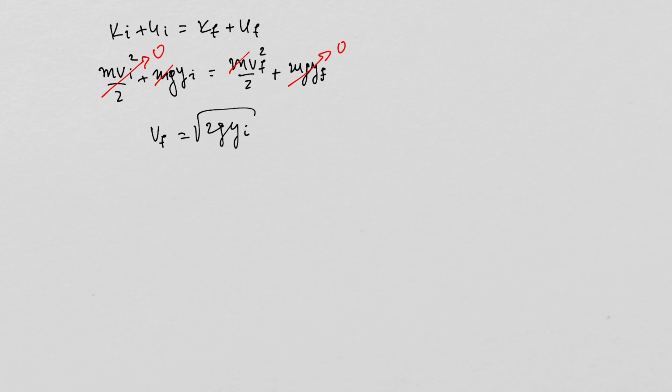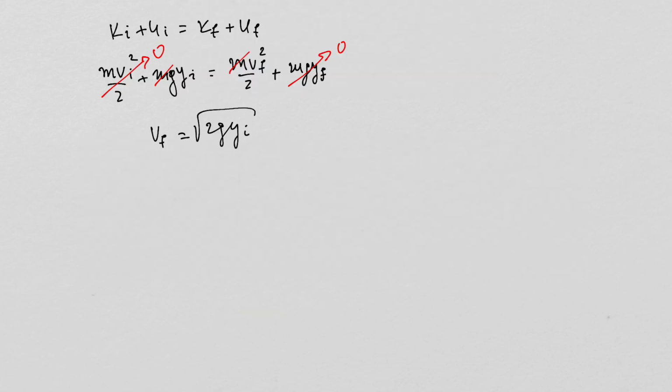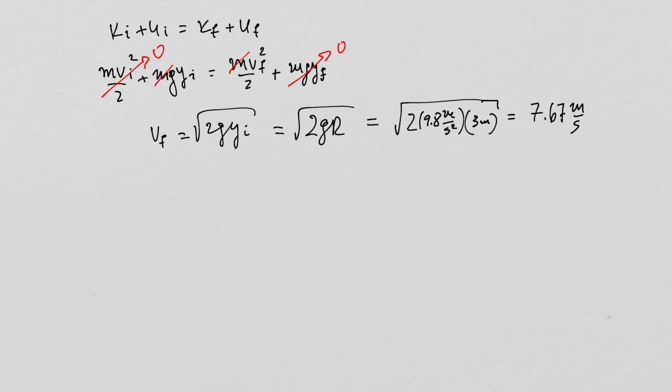V final is square root of 2 times g y initial. Y initial is simply the radius of the ramp. If we go back, y initial is the distance from the top of the ramp to the ground, which is the radius of the ramp. So then this simply becomes square root of 2 times gr. Let's substitute the values and see what the final velocity is equal to. The final velocity is equal to 7.67 meters per second.